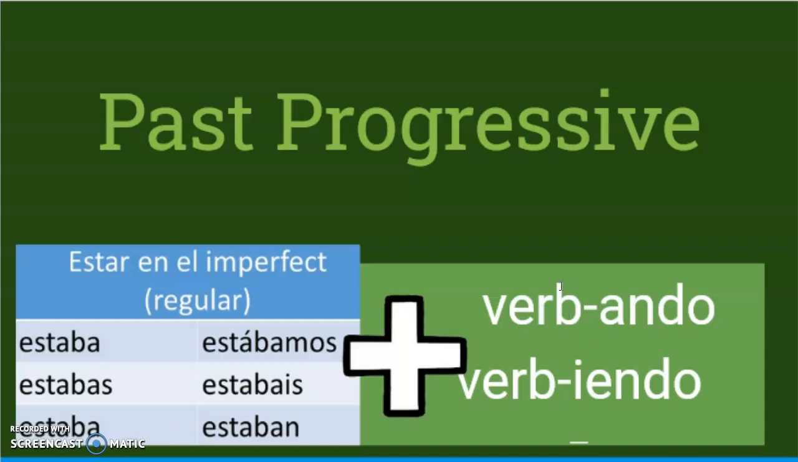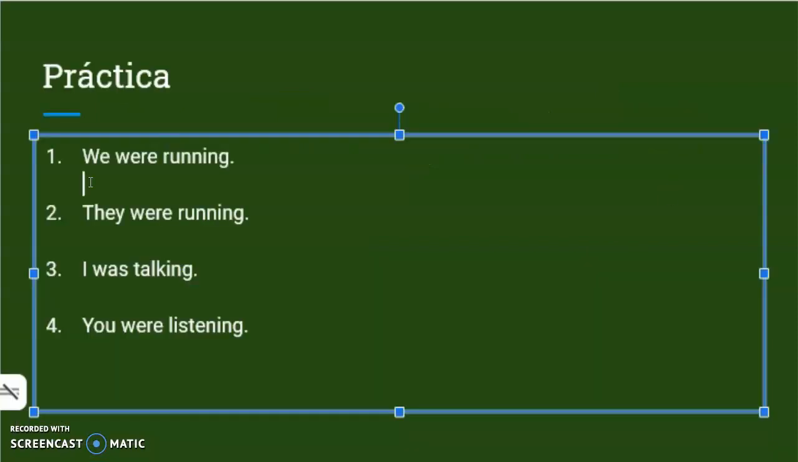I'm going to go through a few rules with how to form this NDO part and then do a few examples. Time for a few regular examples. So if I said we were running, I'd have my estábamos part for the we were. And then, to run is correr. I'm going to take off my ER, make it end in yendo for running. We were running. If it were they were running, instead of estábamos, I'd have to have estaban for they. And then I still have corriendo.